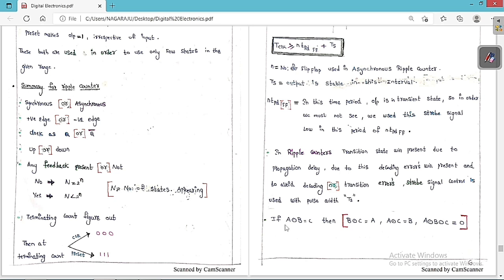So if A XNOR B is equal to C, then B XNOR C is equal to A, C XNOR A is equal to B, or A XNOR B XNOR C is equal to 0. So always, if A XNOR B is equal to C, then definitely B XNOR C is equal to A, C XNOR A is equal to B, and also A XNOR B XNOR C is equal to 0. This you can easily check with the help of this condition.